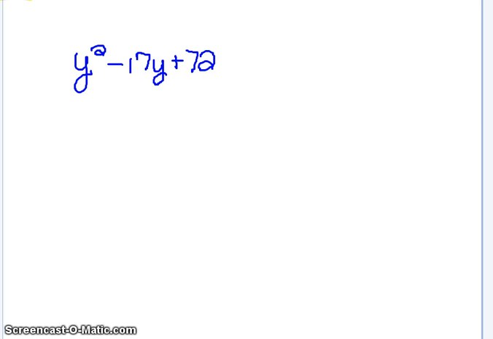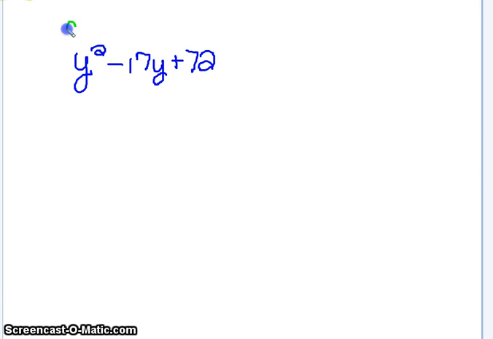We need to factor another trinomial. What happens if I give you, let's see, I'm trying to find a good one. Y squared minus 17y plus 72. Does it have a greatest common factor? Right now we do not have a greatest common factor at all.